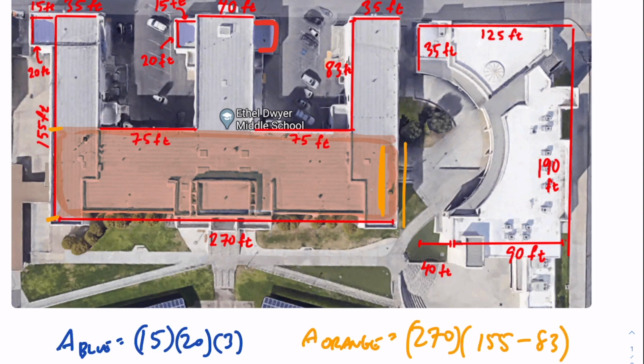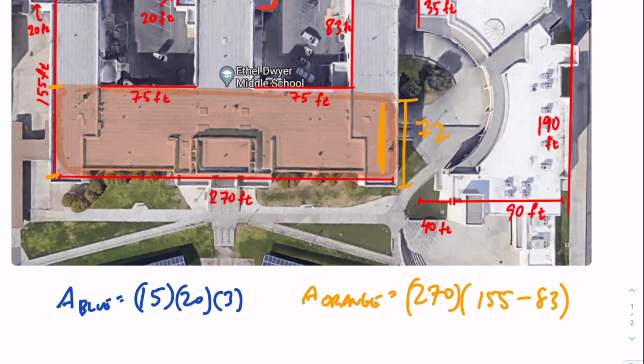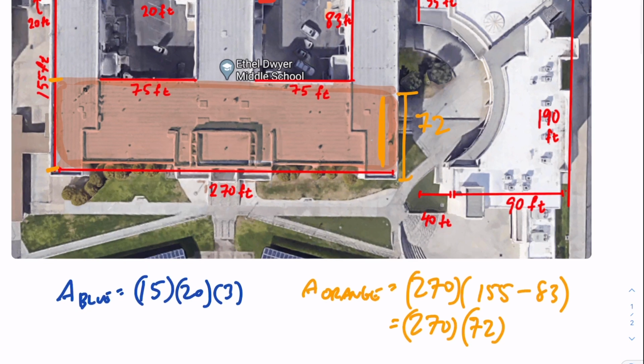All right, so from here to here, we've calculated that to be whatever 155 minus 83 is. So this should be 72. Okay, so 270 times 72. You could wait to do all the calculations all at once, or you could do it now. So I'll just wait until I'm going to do it at the very end. Okay, so now we have a couple more things.